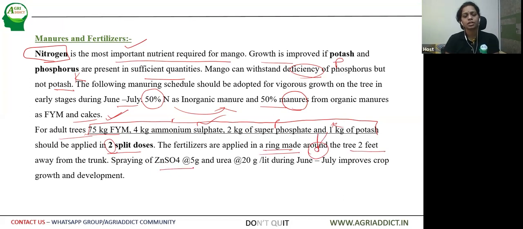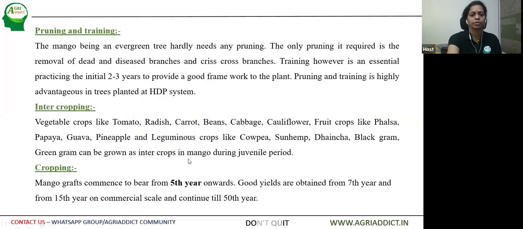So these are sprays of zinc sulfate at 5 grams per tree and urea at 20 grams per liter during June, July, which improve crop growth and development. Zinc deficiency is normally observed in the case of mango.